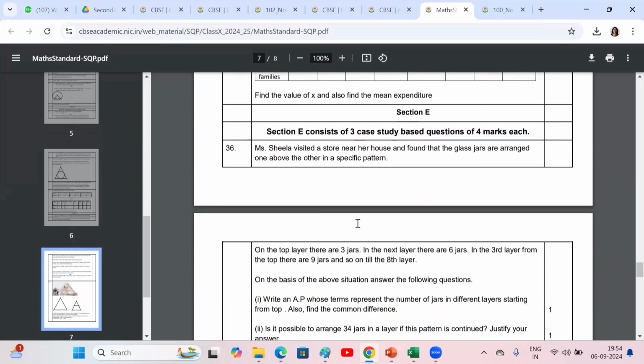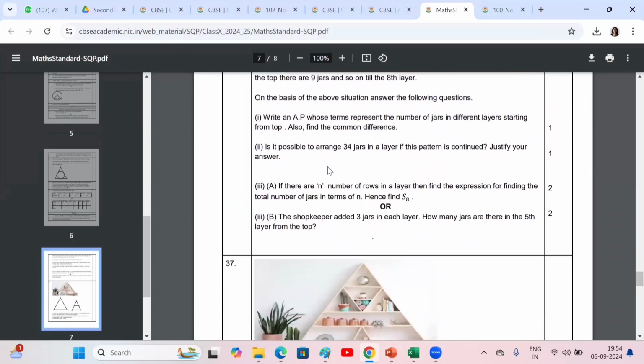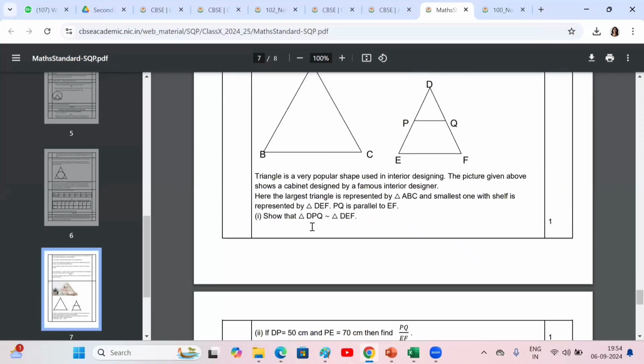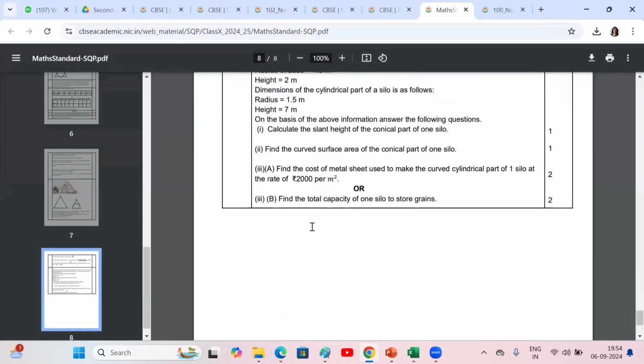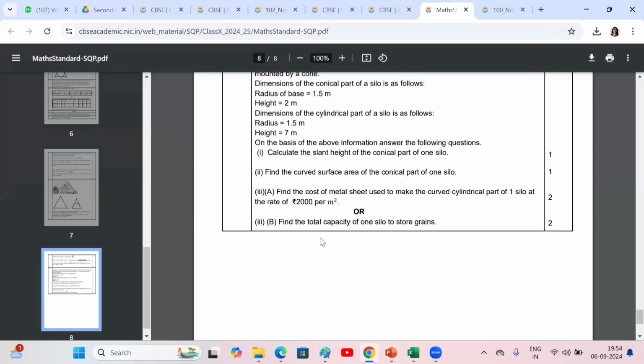So if you see here, section E is having the case-based questions. As I told you, we are having 3 parts, 1 mark, 1 mark, and 2 marks. There's a choice in the 2 marks questions. So similarly for question number 37 and for question number 38. The paper is fairly easy. I'll now take you to the chapter-wise analysis.